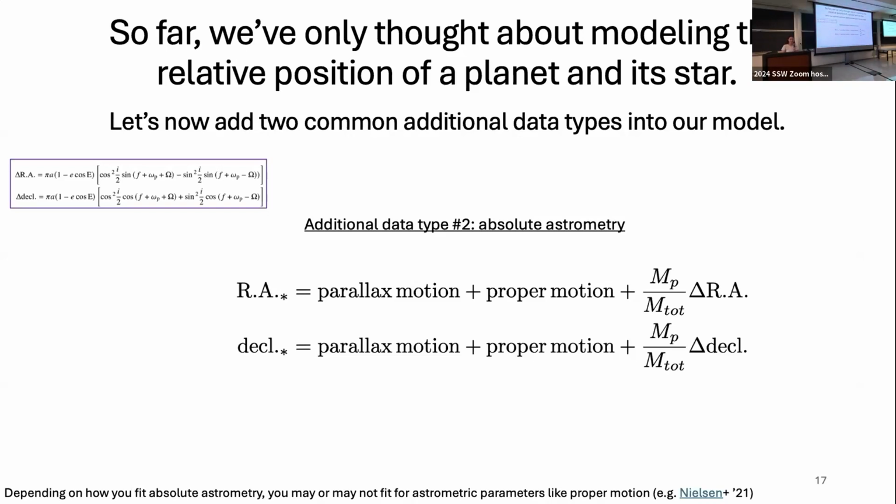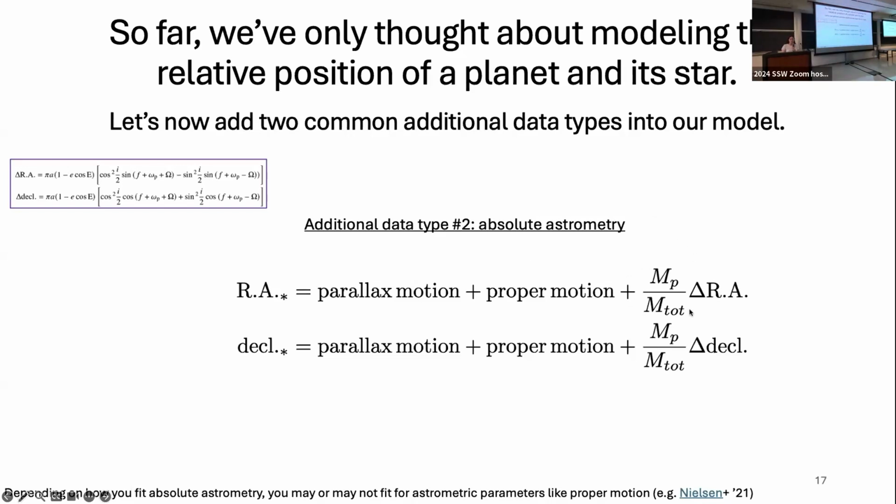Let's create a model for the absolute astrometry. There's a lot of different ways to do this, so I'm not going to go into it in a ton of detail, but the general way to do it is you model your absolute right ascension and declination position of your star over time as a sum of the parallax motion from the revolution of the Earth around the sun, plus the proper motion of that particular star through the galaxy, plus the delta RA and delta dec that we derived a couple slides ago. So I've just got them here very small as just a reminder of what I'm talking about.